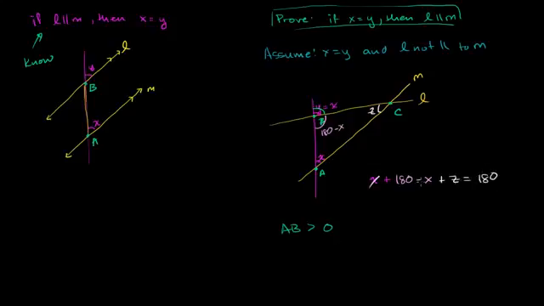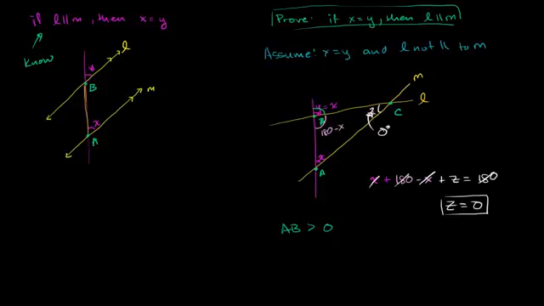Now, these x's cancel out. We can subtract 180 degrees from both sides. And we are left with z is equal to 0. So if we assume that x is equal to y, but L is not parallel to M, we get this weird situation where we form this triangle, and the angle at the intersection of those two lines that are definitely not parallel all of a sudden becomes 0 degrees. But that's completely nonsensical.